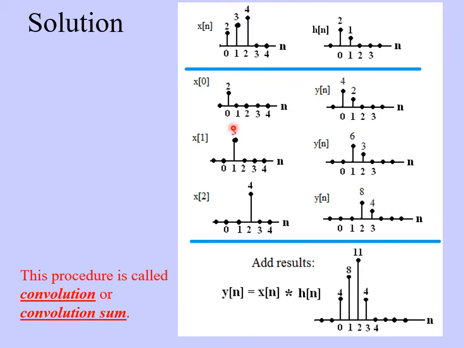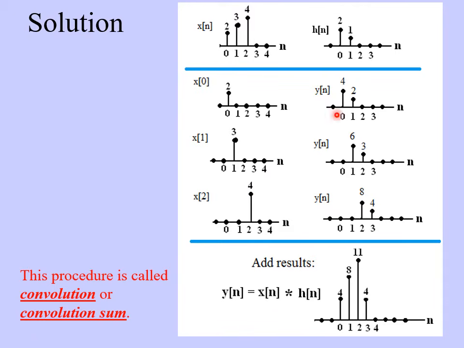Now the next part of the input is this 3 right here, which is the center value up here of x of n. This is x of 1. So what does this 3 do? Well, the 3 just takes this and multiplies everything by 3. So instead of a 2 and a 1, we get a 6 and a 3. But also remember, this 3 is shifted over 1. It's sitting at n equal 1, not n equals 0. So the 6 and the 3 have to start at 1 and then go to n equal 2 instead of starting here at 0. The last one, there's a 4 up here, so that's what's shown here.